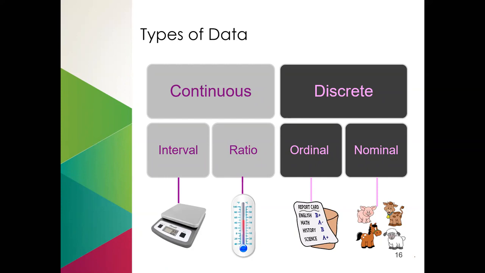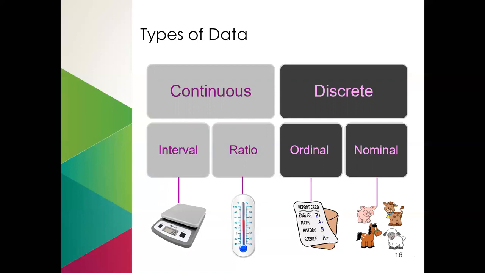And I put a little scale underneath that because weight is a good example of this. You can't measure a negative weight, it's impossible, because 0 is absolute, there's nothing. And then ratio data is continuous data that doesn't have a meaningful 0, so you can have negative measurements. A good example of this is temperature in Fahrenheit or Celsius.